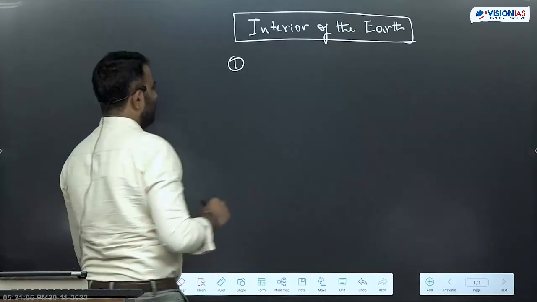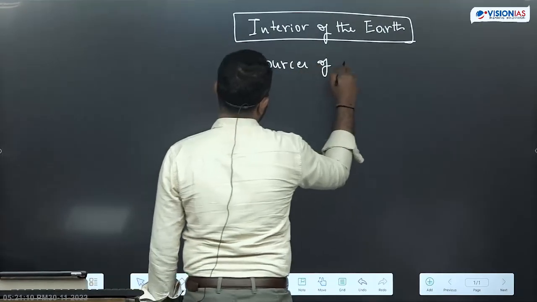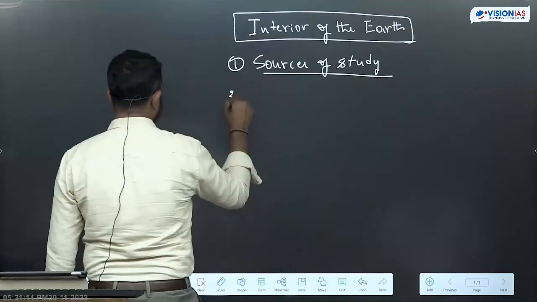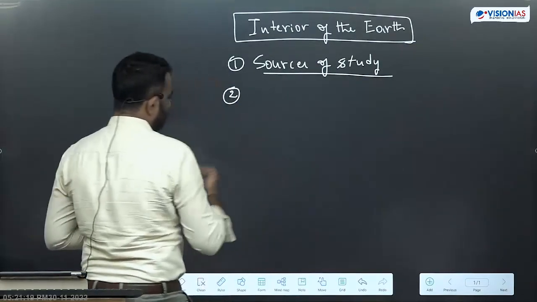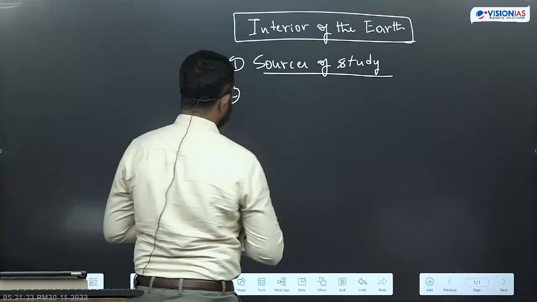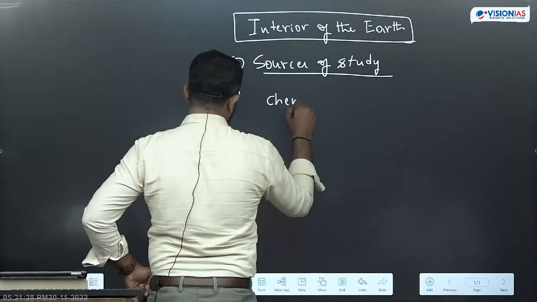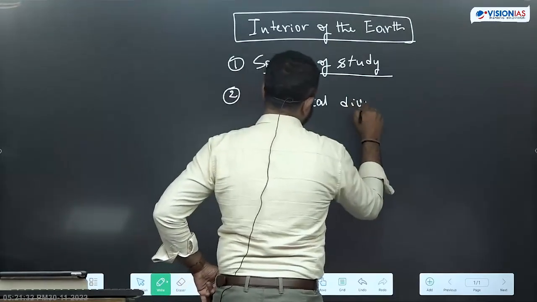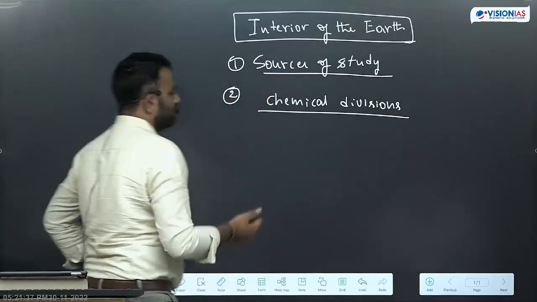So in the topic of interior of the earth, we studied the sources through which we will understand the earth's interior. Based on this information, we have analyzed the earth's interior and come to a conclusion. So we can study it under two headings. One is through chemical properties, which we called the chemical divisions of earth's interior. The second one is physical divisions.